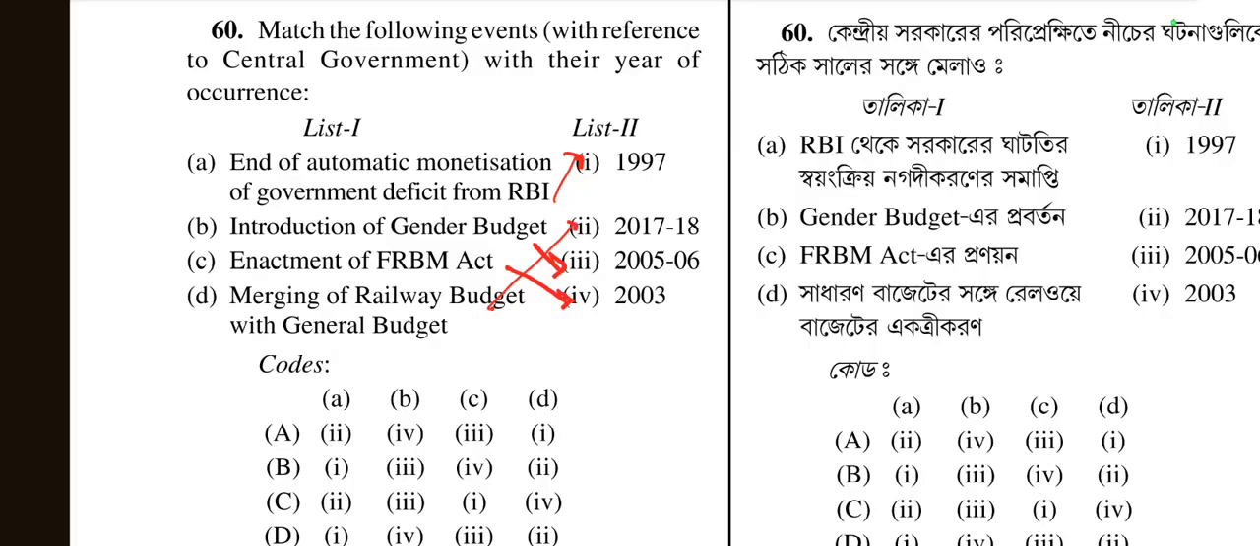2016-17. So A1, B3, C for D2, option number B. So B is the right choice, because automatic monetization of government deficit from RBI ended in 1997. Introduction of gender budget in 2005-6. Enactment of FRBM Act, Fiscal Responsibility Budget Management Act, came in 2003. Then merging of railway budget with general budget in 2017-18. So this is the right choice.